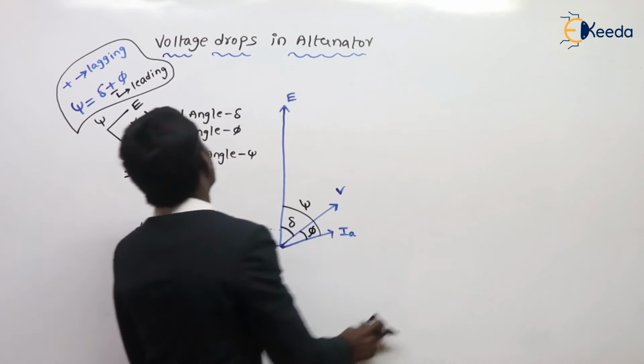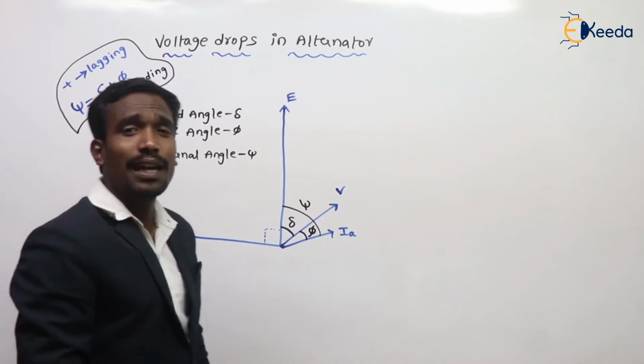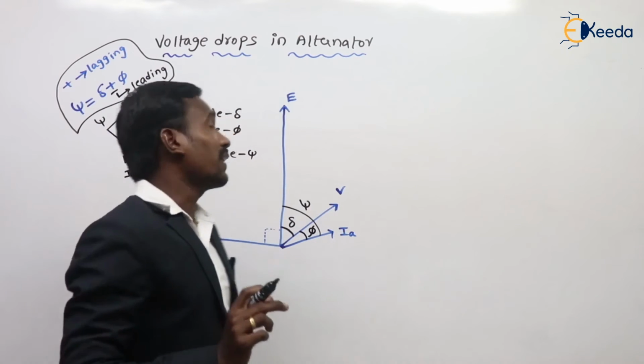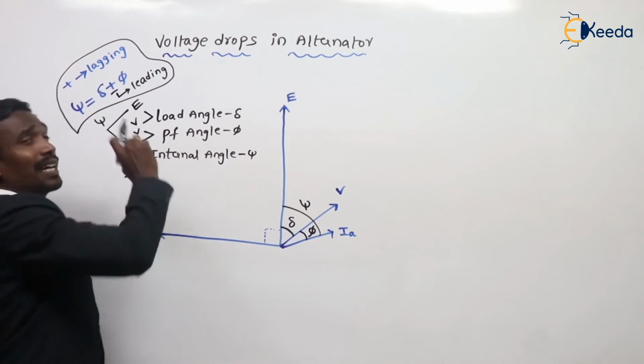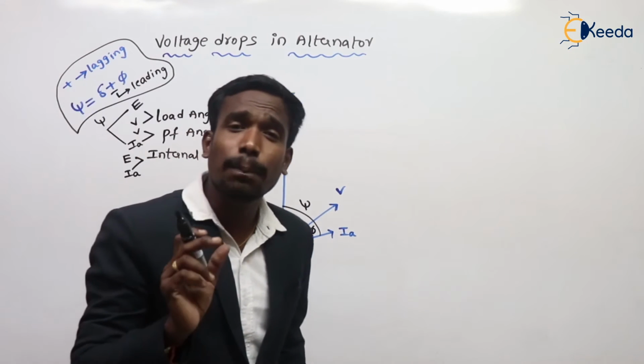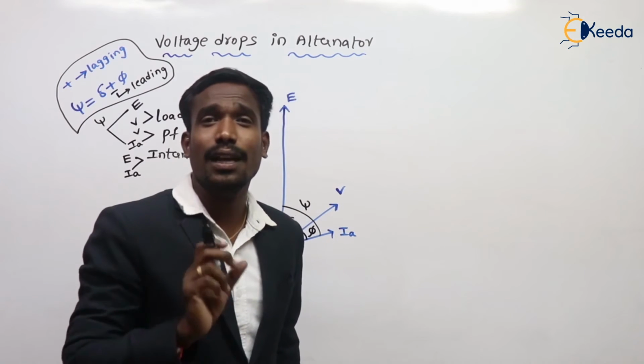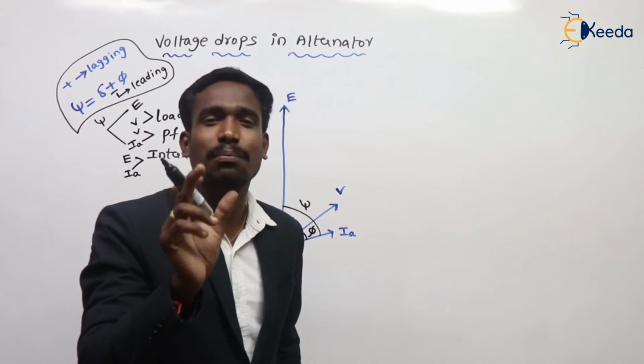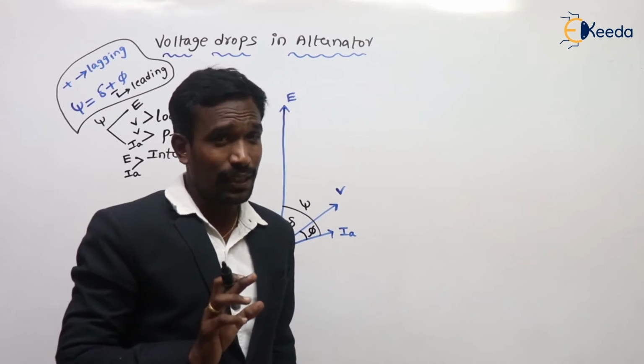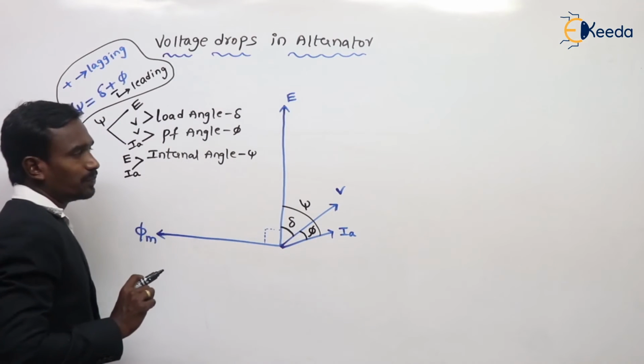For leading load, psi is equal to delta minus phi. For lagging load, psi is equal to delta plus phi. Delta plus phi and delta minus phi. Is it okay? Right. Let's see.